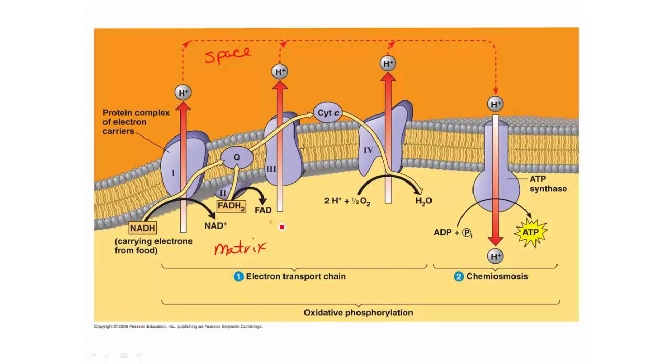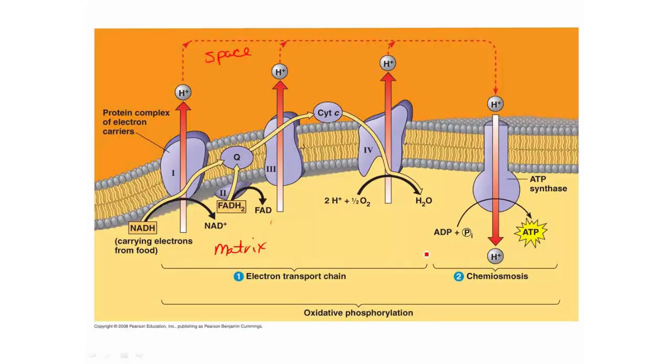This makes the FADH a little less valuable than NADH. Once we have this high hydrogen concentration, those hydrogens are going to flow back through the ATP synthase into the matrix, and we get our ATP put together by chemiosmosis.